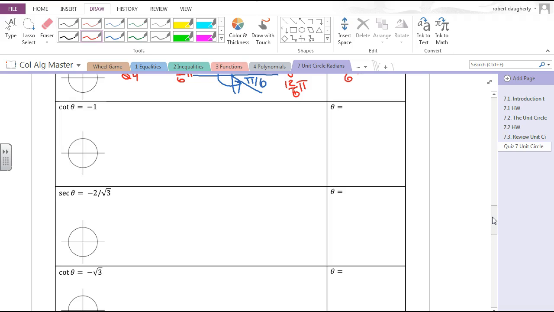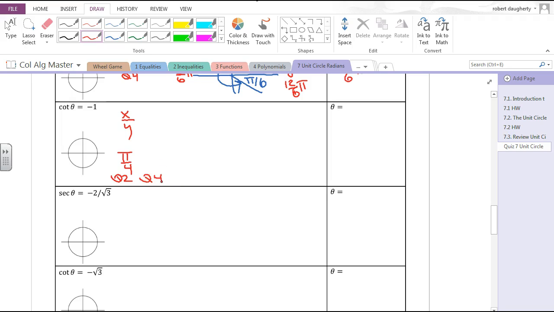Cotangent is negative 1. Definition of cotangent is x over y. Where do I see x over y being equal to 1? On the unit circle, that happens at pi over 4. So pi over 4, it's negative. Where is the cotangent or tangent negative? That happens in quadrant 2 and quadrant 4.